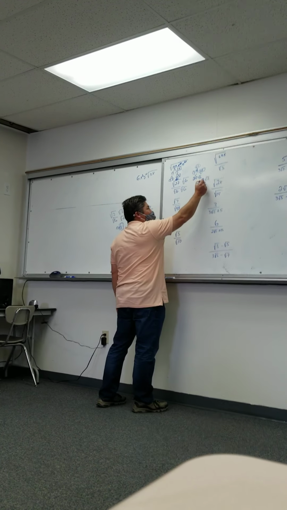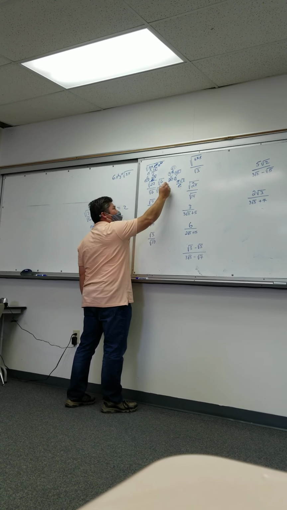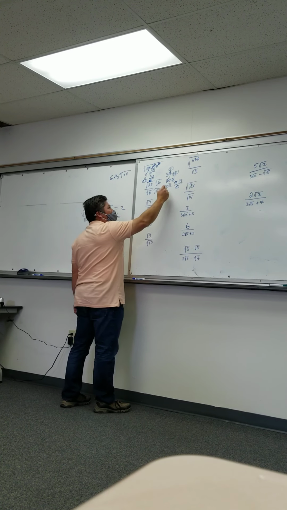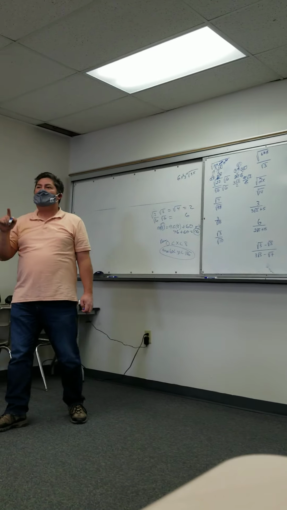So, these reduce. What goes into both 6 and 9? 3. So this becomes 3 over 2. 3 roots of 2 over 2. Can these 2's reduce out? No. Do not reduce outside to what? Inside. That's super important. Okay, I'm done.